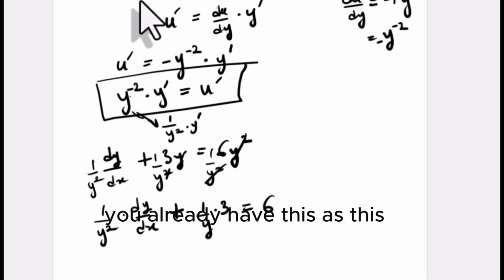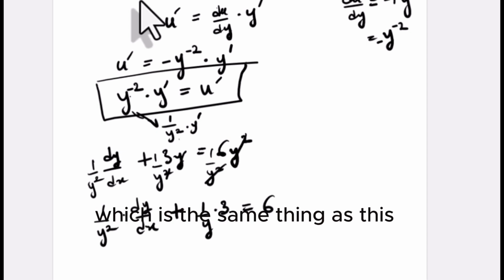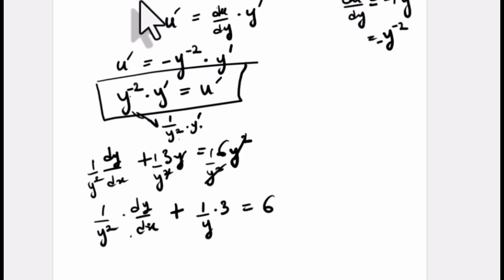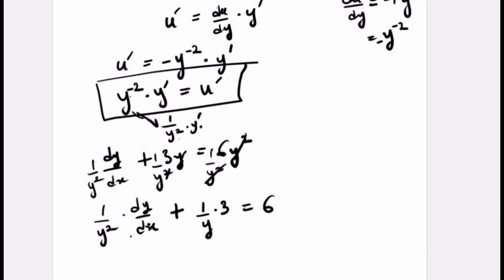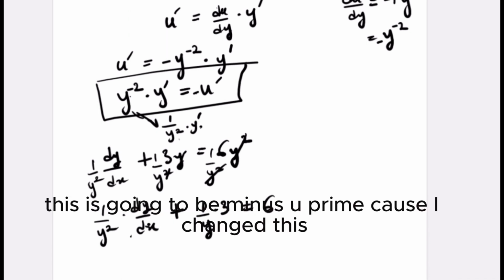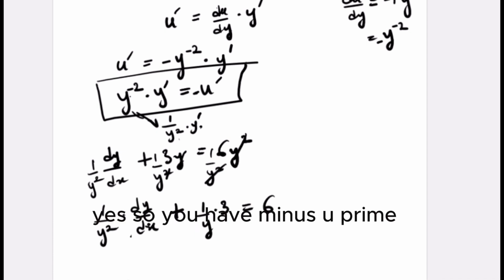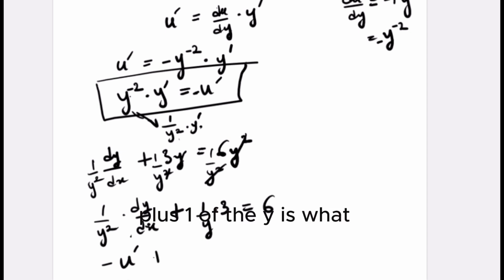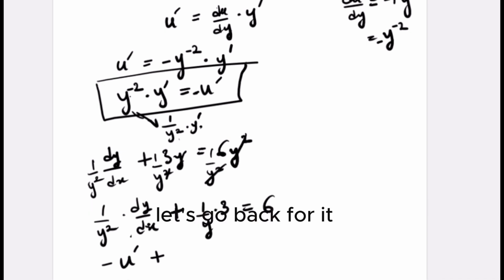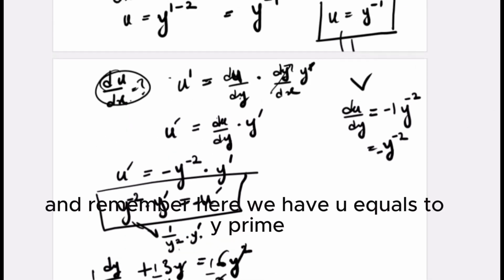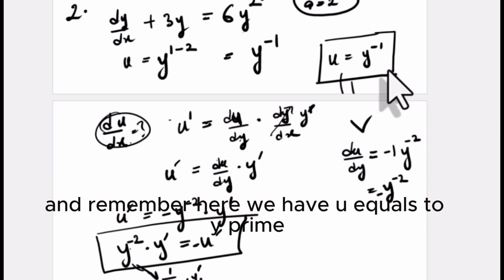You already have this as this, which is the same thing as this. The y prime is dy/dx. Therefore, you can change the whole of this as, oh, this is going to be minus u prime because I changed this. Yes, so you have minus u prime plus 1 over y is what? U prime. It's just u because we represented, let's go back for you to remember. Here we have u equals y prime.